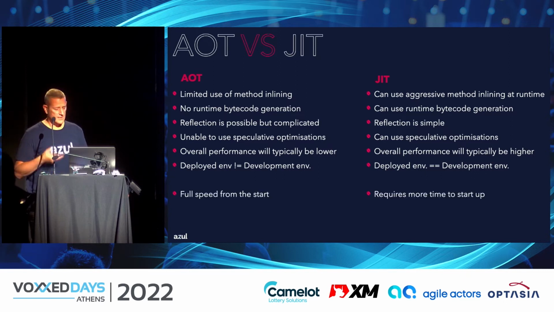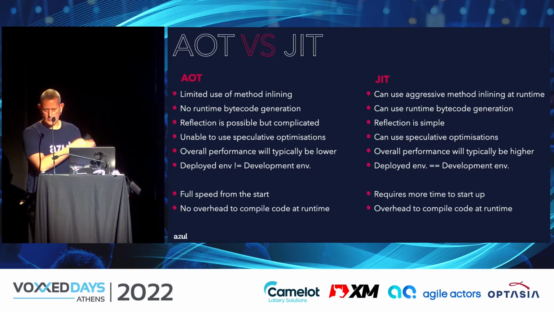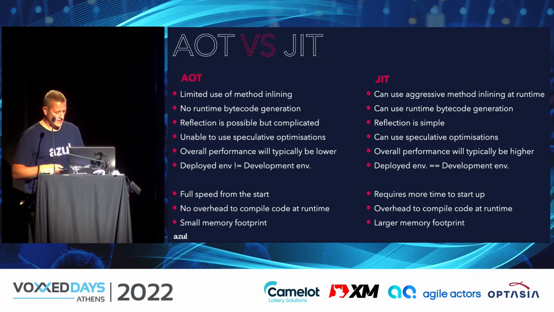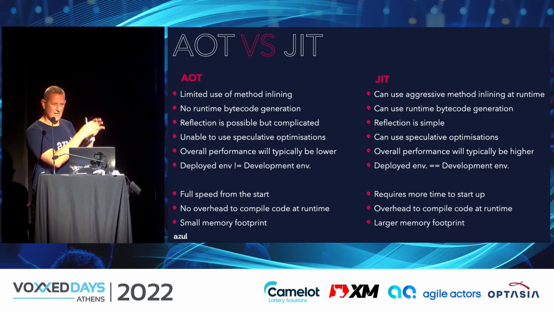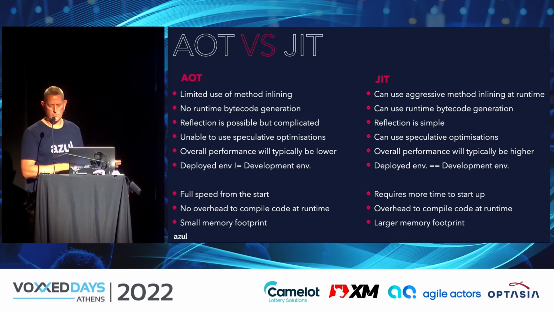On the other side, you get full speed from the start, where the JIT needs to warm up. And we have no overhead because we don't have to compile at runtime, where the JIT has to compile all the time, more or less. And the memory footprint is smaller, that's for sure, because in a native image, we just compile the stuff that we need. That also means the AOT approach needs to know everything, the whole world. Otherwise, it won't work. The JIT doesn't need to know. You can load stuff at runtime, and it will work.